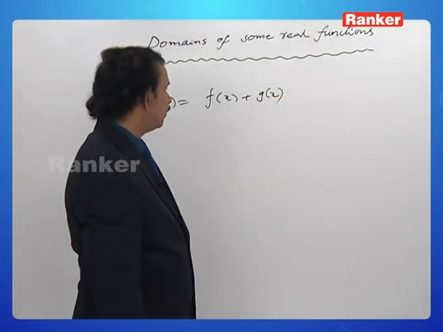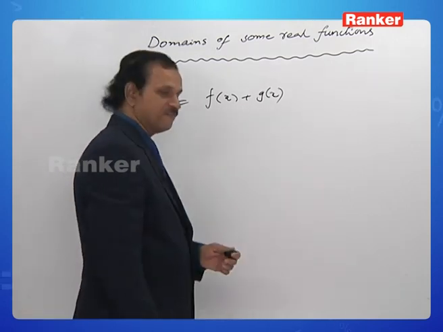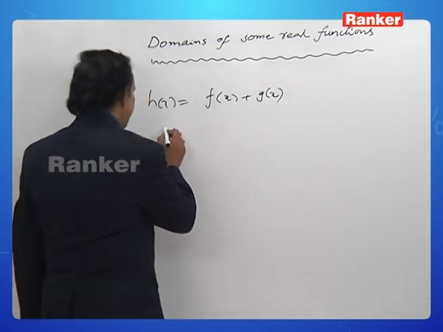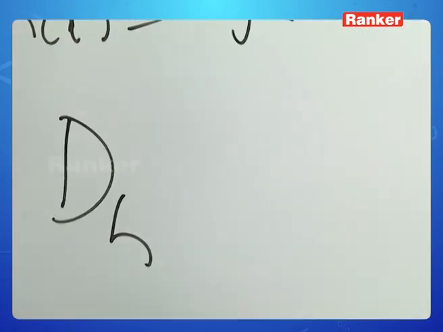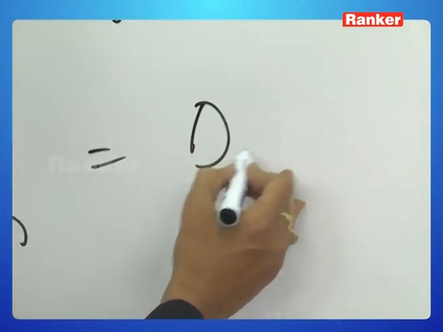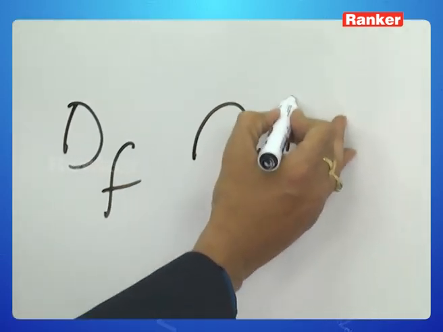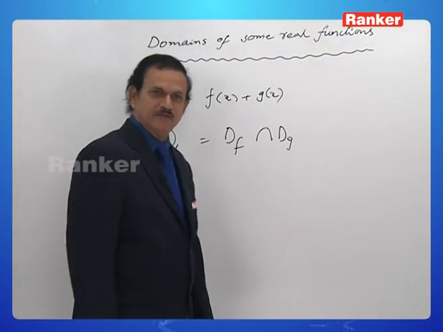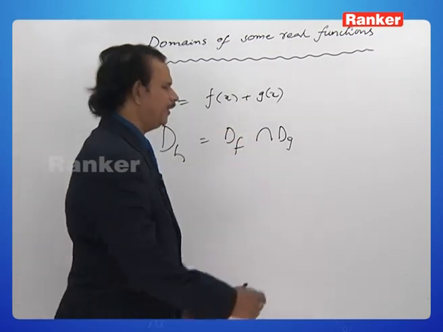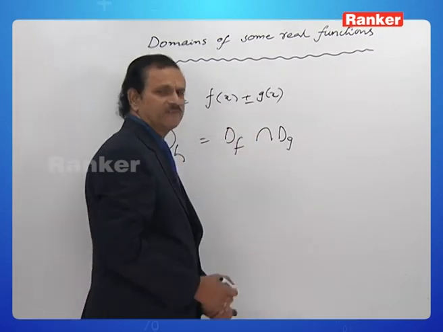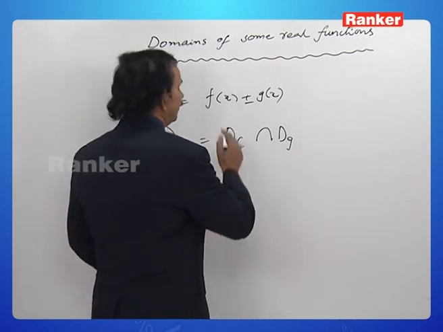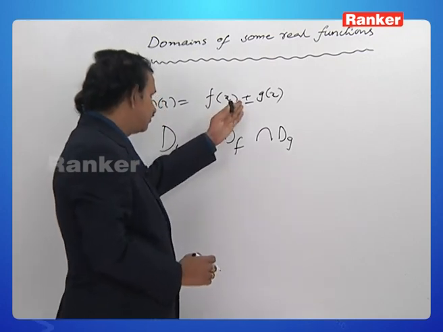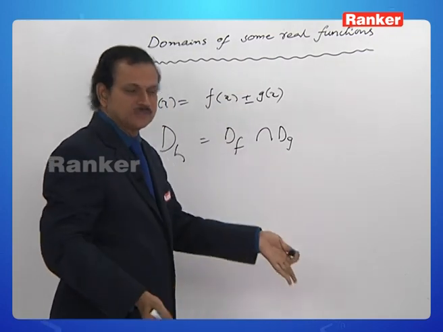In this case, what do you notice? You find the domain of f of x and find the domain of g of x also. Then the domain of the function h is given to be the domain of the function f intersection the domain of the function g. That is, if you are given a sum of two functions, or even a difference of functions, then it is the domain of f intersection the domain of g. Not only that, if it is f of x into g of x, the same thing happens.